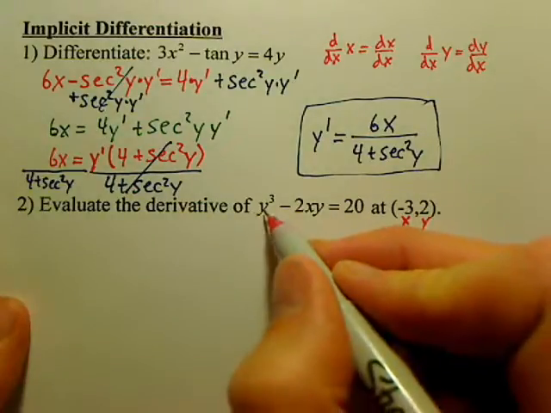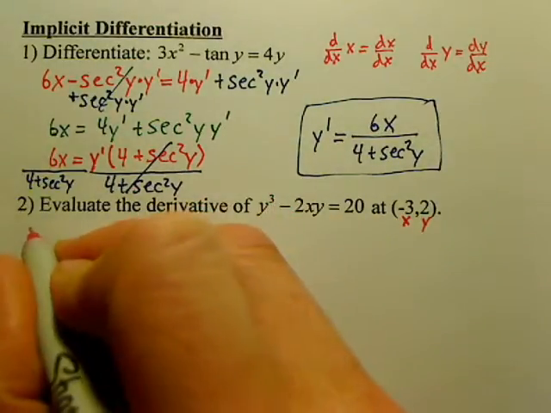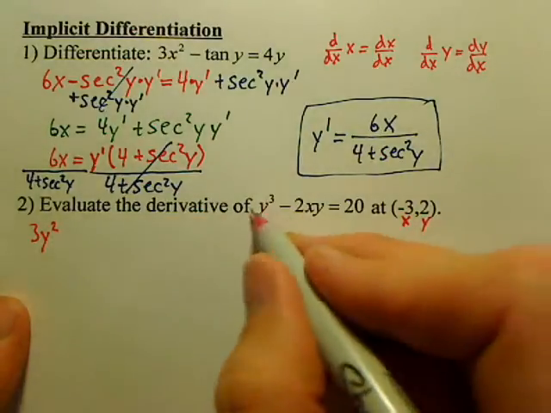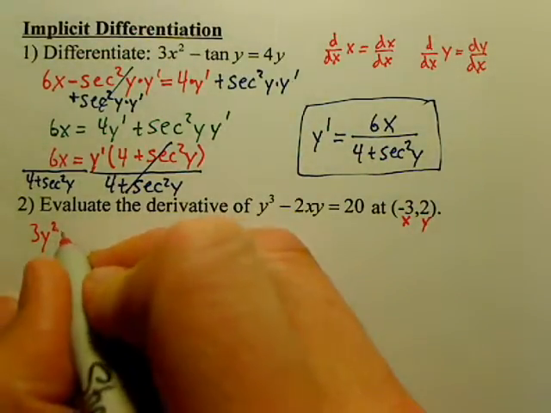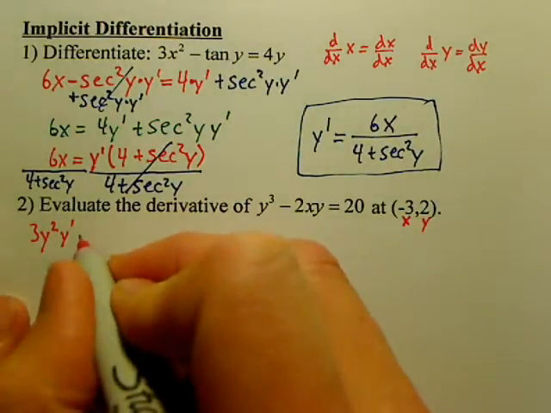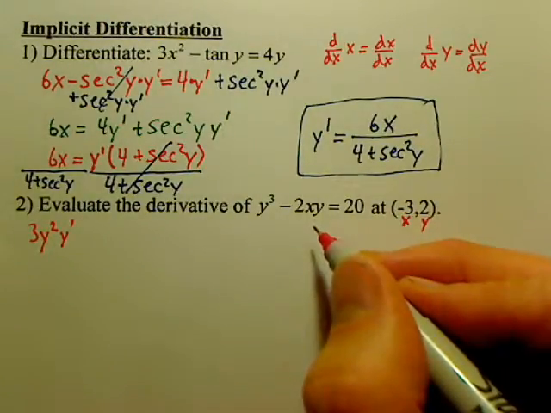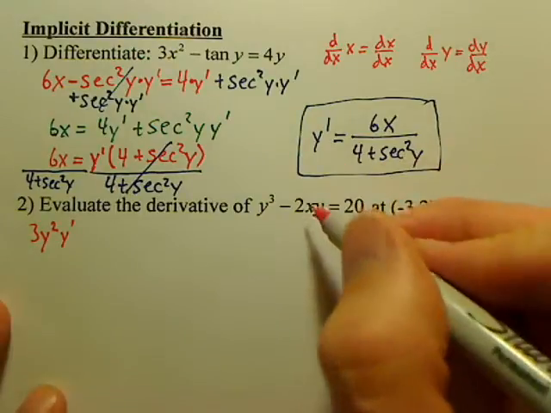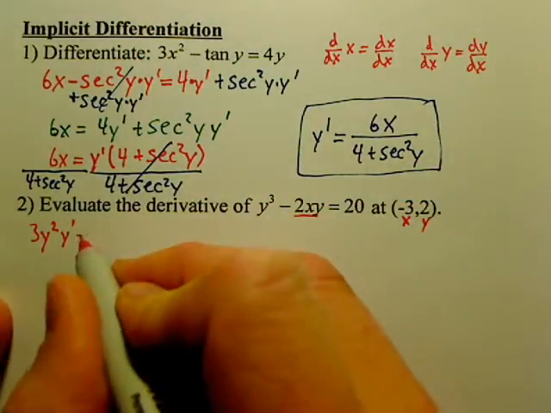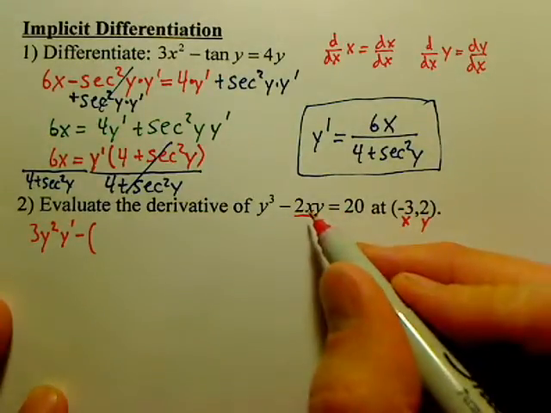So here we go. The derivative of y cubed is going to be 3y squared. 3 goes out front, drop the power by 1. Y prime, not y to the first, y prime. Be careful with that. Now this is going to get a little annoying. Watch this. This is product rule. Look at this one right here. This is a little tricky. I have a minus and I have a product rule.